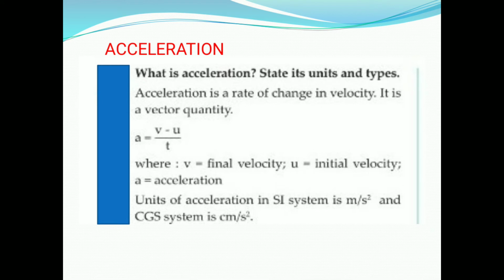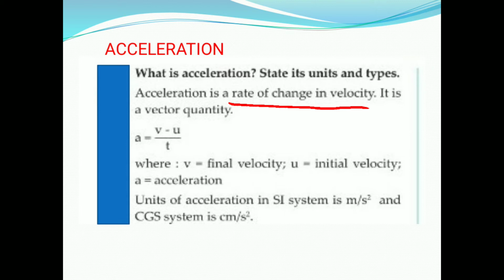Let us see the acceleration. We all know what velocity is. Velocity is the rate of change of displacement, and acceleration is the rate of change of velocity. It is a vector quantity. Displacement is a vector quantity, velocity is the rate of change of displacement, that is why velocity is a vector quantity, and acceleration is the rate of change of velocity, therefore it is also a vector quantity.